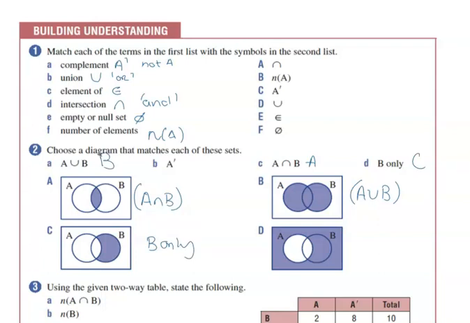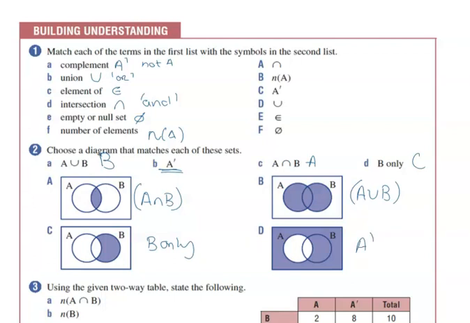And part D, we're looking at not A. If we were to shade A and then the opposite, that gives us everything that was previously shaded there. So this one is A dash.